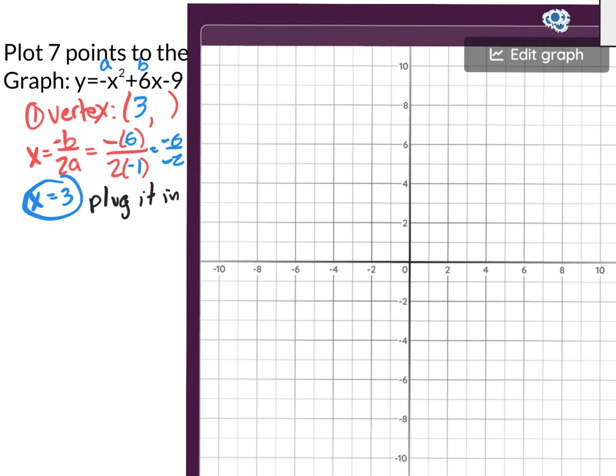Plug it in. That's what you do. So we're going to plug it into the original equation, y equals -x squared plus 6x minus 9. Okay. So we are plugging in that x value of 3 right there and right there.